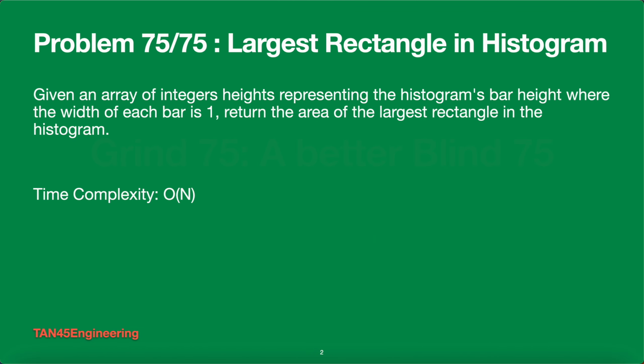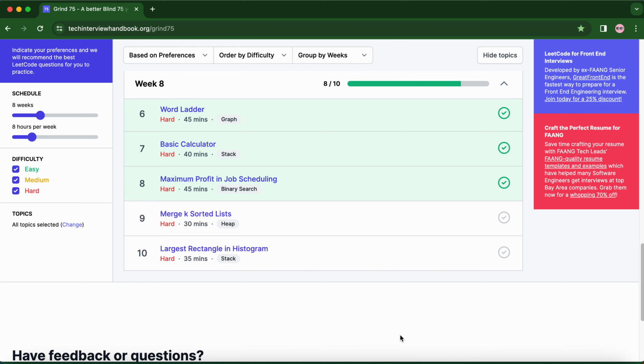So today we have reached the last problem in our Grind 75 coding series, that is finding the largest rectangle in histogram. So with this, let's just jump into the problem statement, understand it and start solving.